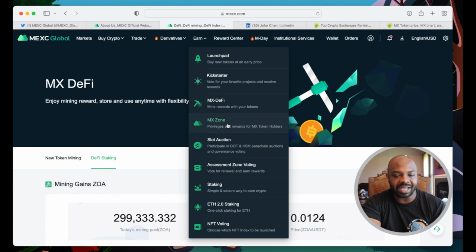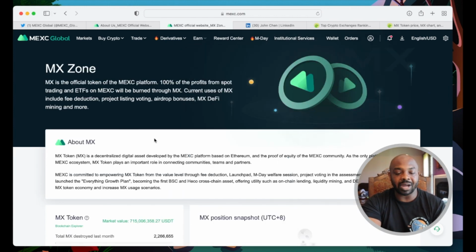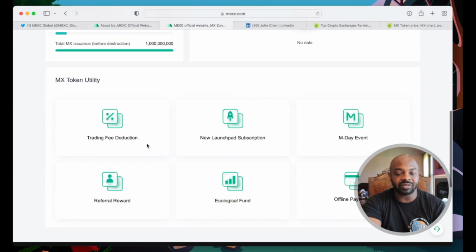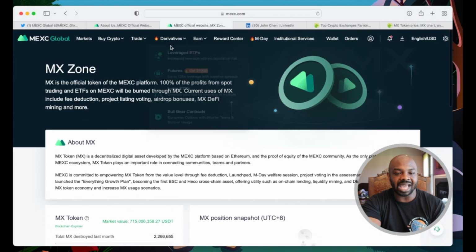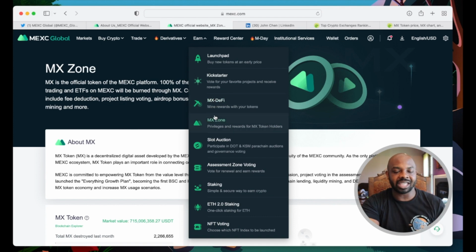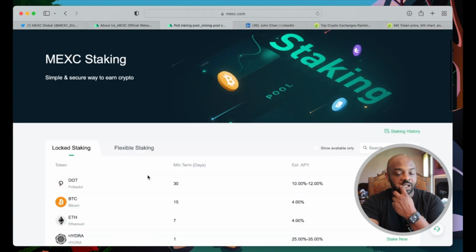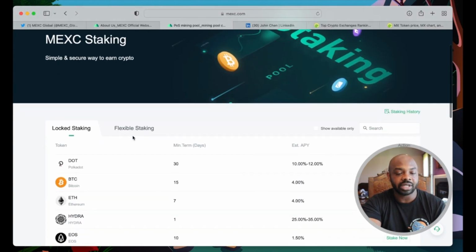So MX Zone, privilege and rewards for holders. I believe if you just hold their native token, they're going to give you a lot of rewards. So it's a thing to keep their token going. Slot auction, participate in DOT, KSM, parachain auctions, and governance voting. You have another voting, and another staking option that is simple.